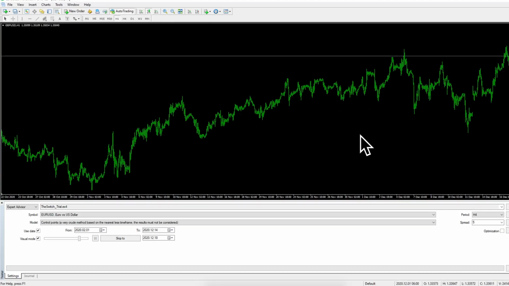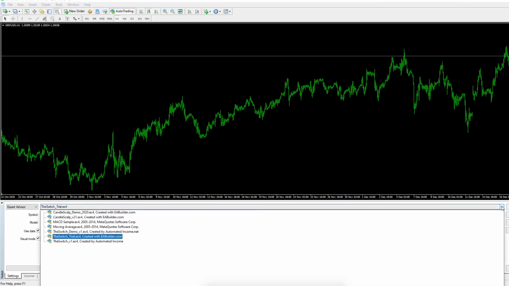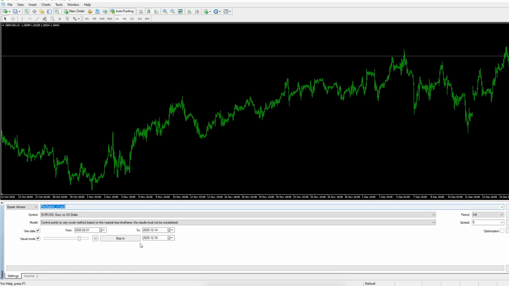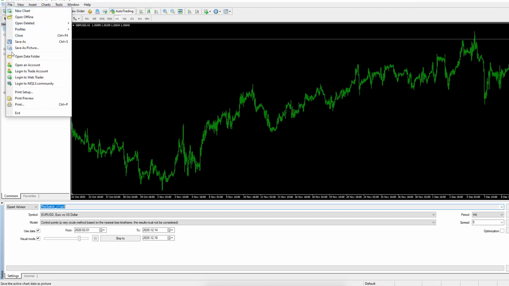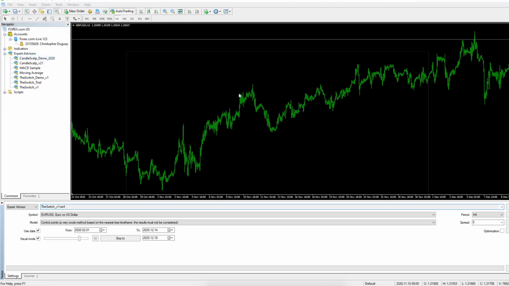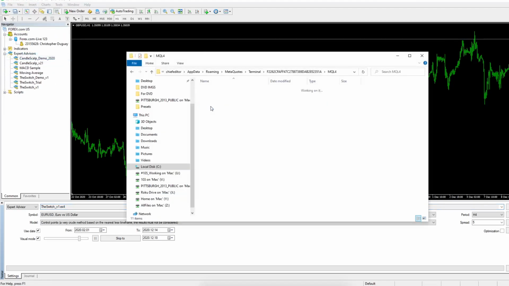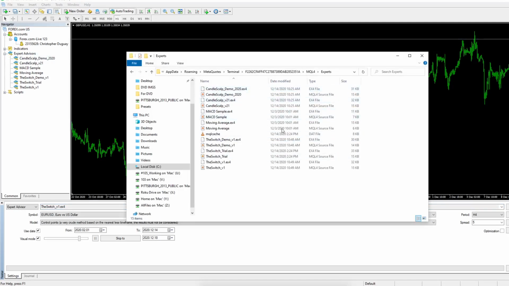Okay, so let's do a back test, and this is going to be the switch. I have the switch right here, so switch V1. Go ahead and look at my other tutorials to see how to import your EAs to this. Okay, but quickly go File, Open Data Folder, and MQL for experts, and just dump your EAs in here.